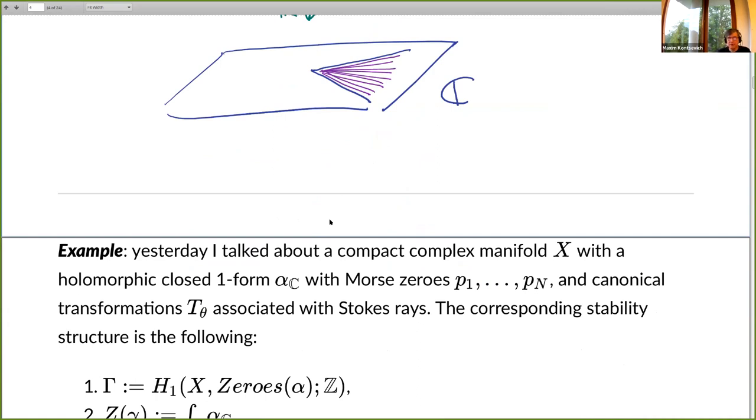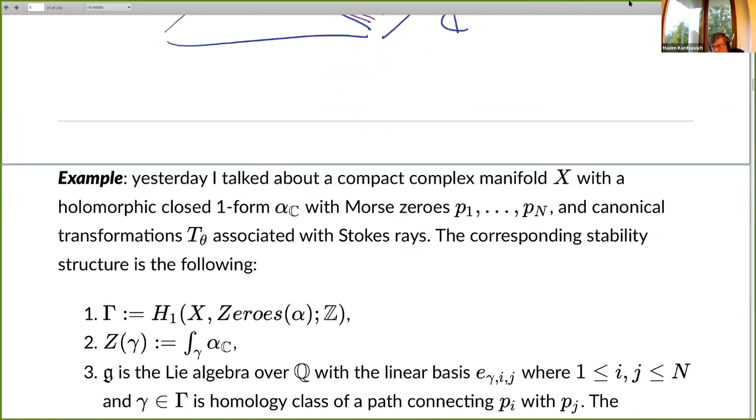So now go back to the example. Now, this notion looks very stupid, you just have this support property. What I talked about yesterday was a situation where I have a compact complex manifold with a holomorphic closed one-form with some number of isolated zeros, which are all Morse, and it enumerates them. And then I talked about some canonical transformations, which will be some n by n form power series in many variables associated to Stokes rays. And Stokes rays you'll see in a moment. What is the corresponding stability structure?